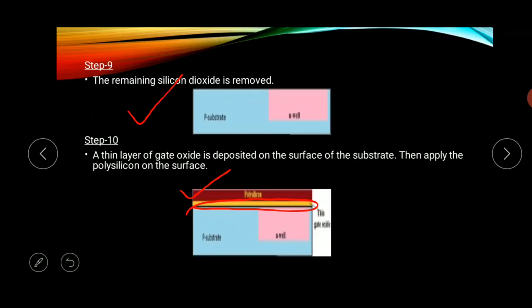Polysilicon is deposited by using chemical vapor deposition process over a thin layer of gate oxide. What is chemical vapor deposition? It is a coating process that uses thermally induced chemical reactions at the surface of a heated substrate, and this thin gate oxide under the polysilicon layer prevents further doping under the gate region.